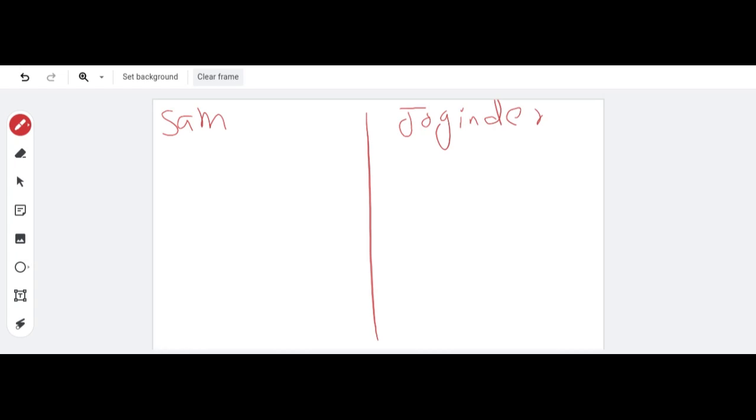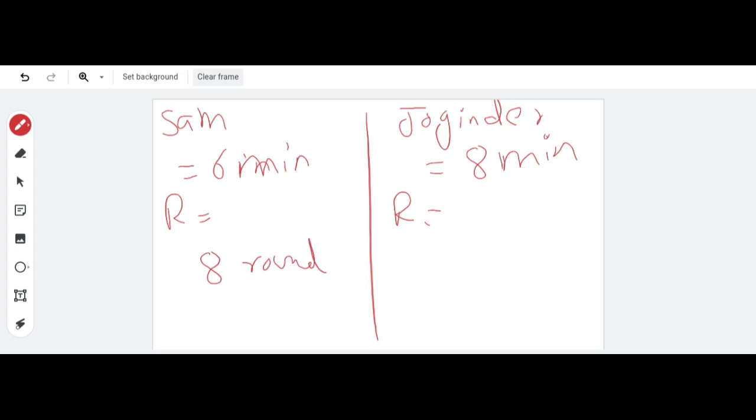How many minutes does Sam take? 6 minutes. And what about the time of Joginder? 8 minutes. Time for Sam is 6 minutes, and for Joginder, time is 8 minutes. And for the rounds, in 6 minutes, Sam takes 8 rounds, and Joginder takes 6 rounds.